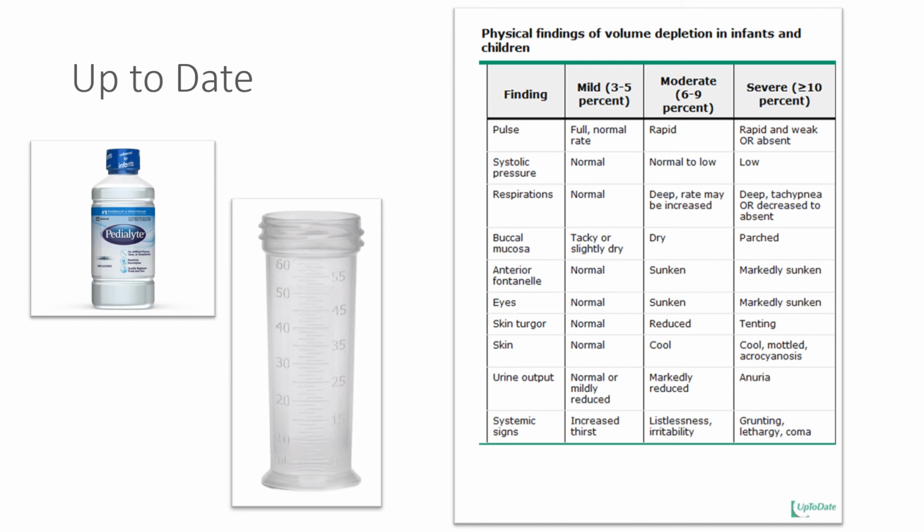And then the fontanelle would be sunken, eyes would be sunken, skin turgor would be decreased. Her skin would be heading towards cool instead of normal because her body is shutting off the circulation to the peripheries, saying, I need to keep all that blood in central circulation to perfuse my central organs. And that means her urine output's going to be decreased and she's going to start to head towards listlessness, but could be irritable. Now you can see it's just a small step to get into severe.